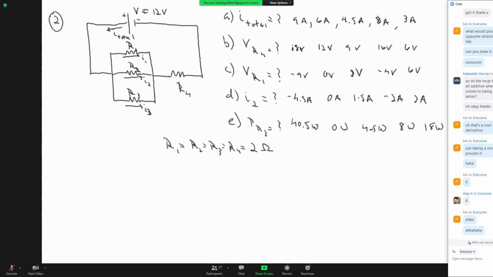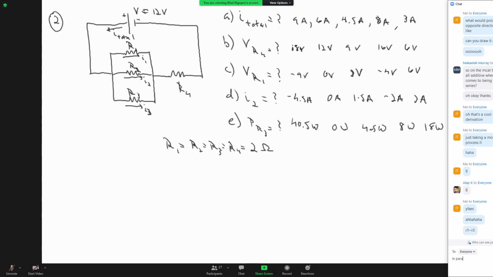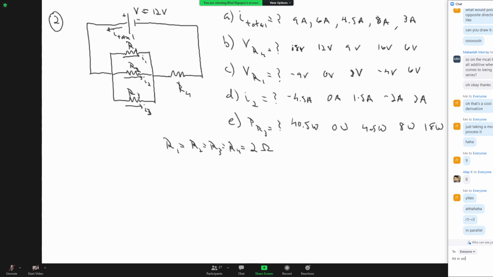Okay, so let's take a look at how we got this. I'm just giving it based off your total current that you found. So how do we find total current? That's the key. We need to find equivalent resistance, or REQ. So what resistors are in parallel? What resistors are in series? What's in parallel first? Okay, Jonathan is correct. R1, R2, R3 are in parallel.